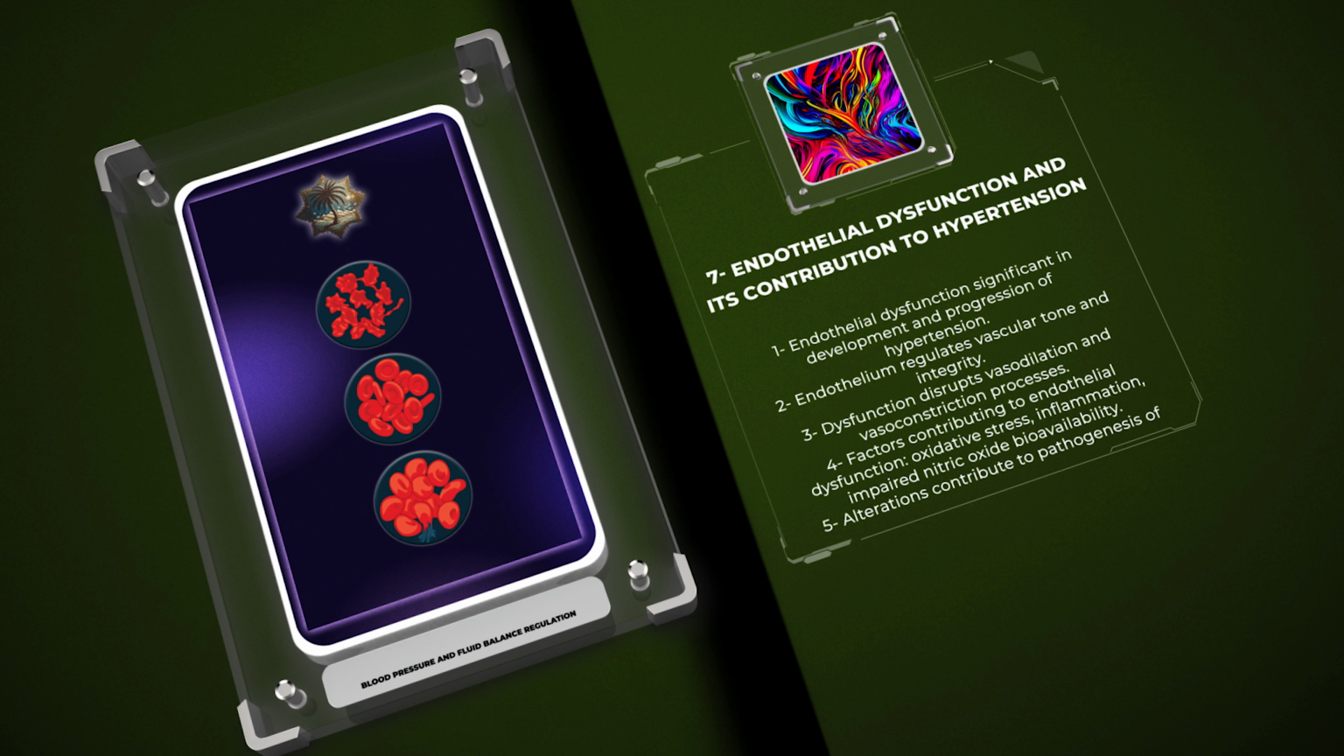Endothelial dysfunction can result in increased vascular tone, augmented platelet aggregation, elevated endothelin-1 levels, and reduced nitric oxide production. These alterations collectively contribute to the pathogenesis of hypertension and its associated complications. Understanding the mechanisms underlying endothelial dysfunction is essential to develop targeted therapeutic approaches to manage hypertension effectively.